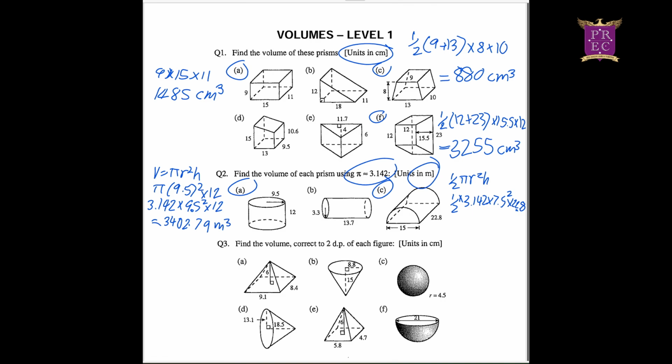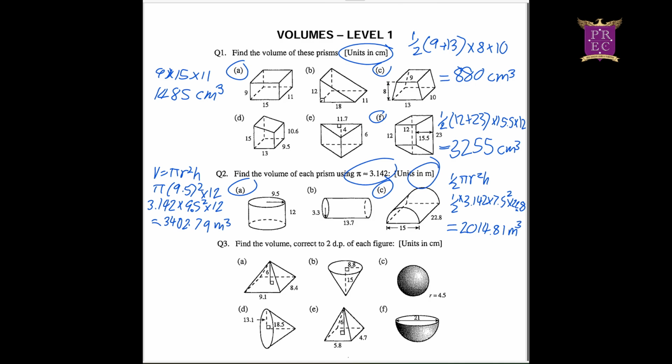All right, now put this equation in the calculator. Half times 3.142 times 7.5 squared, times 22.8. We should get 2014.81 meters cubed. Done. That's it.